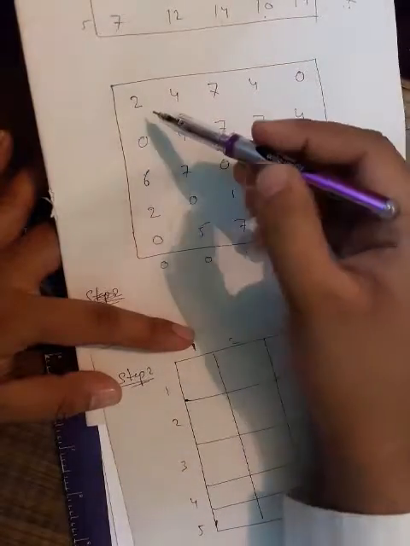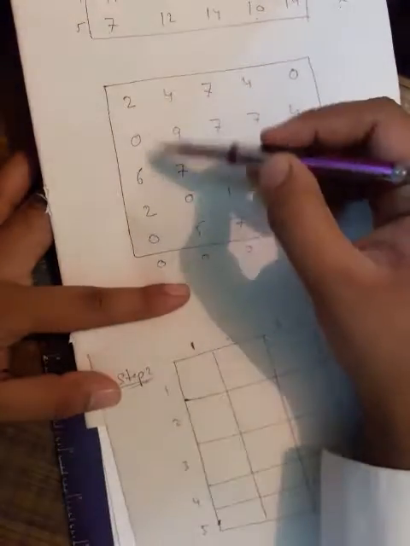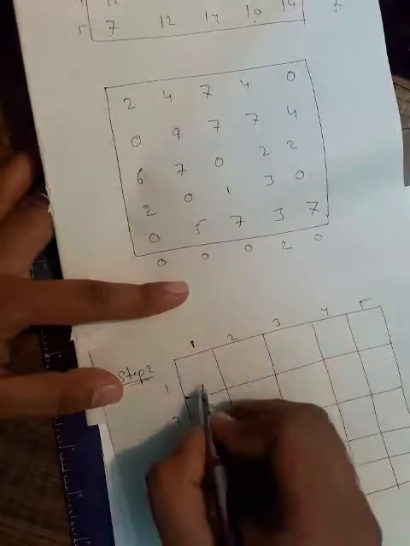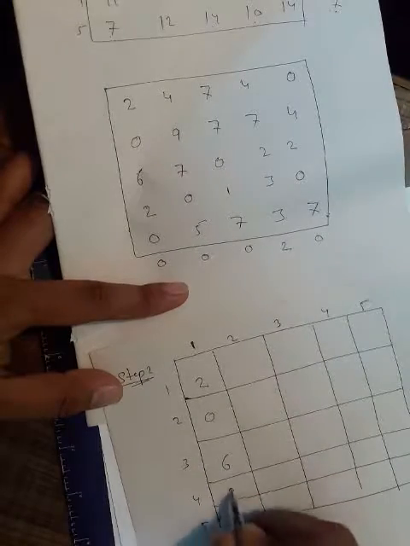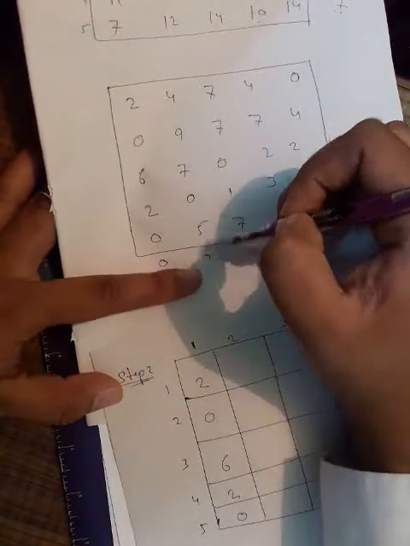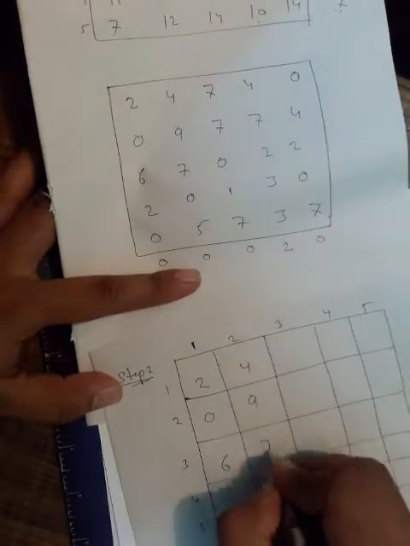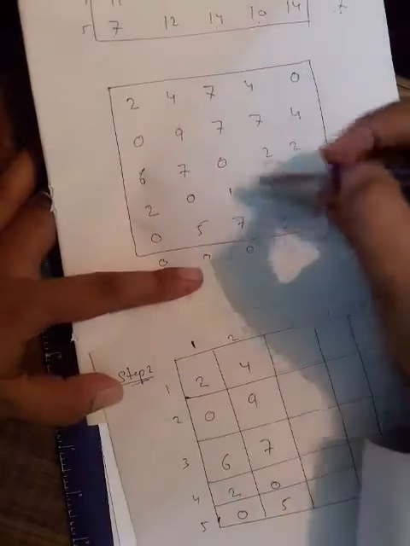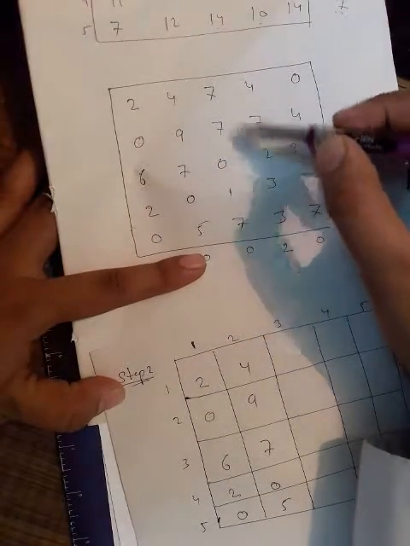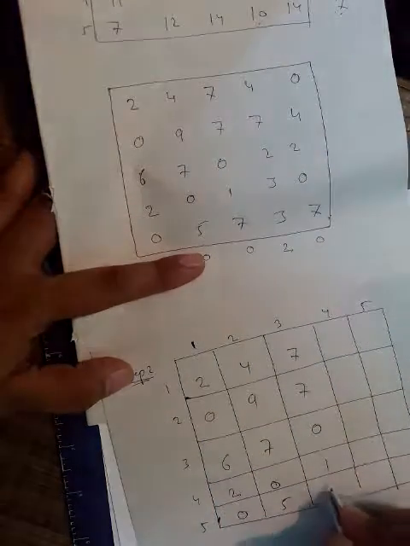Since in this column you have to subtract by 0, by subtracting 0 we will get the same element values of the column. So write it as it is: 2 0 6 2 0. In the next column again we have to subtract by 0, so we will get the element values as they are: 4 9 7 0 5. In the third column again we have to subtract by 0, so we are going to get the same values. As it is: 7 7 0 1 7.